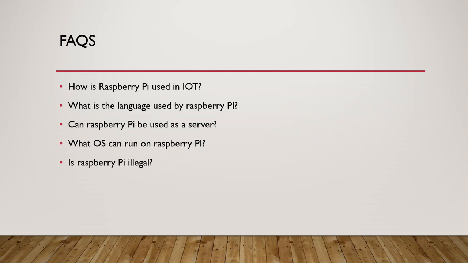What OS can run on Raspberry Pi? There are several operating systems that you can run on Raspberry Pi. For example, Ubuntu Mate, Snappy Ubuntu Core, the Raspbian OS, and the Windows 10 IoT Core. The last one is, is Raspberry Pi illegal? Yes, it is very legal and used in many IoT projects.